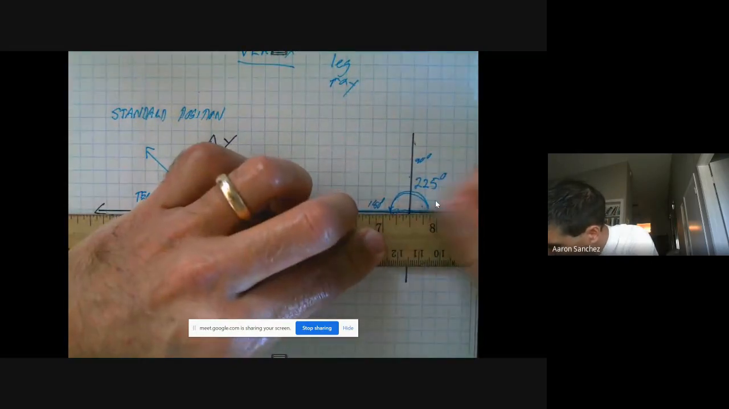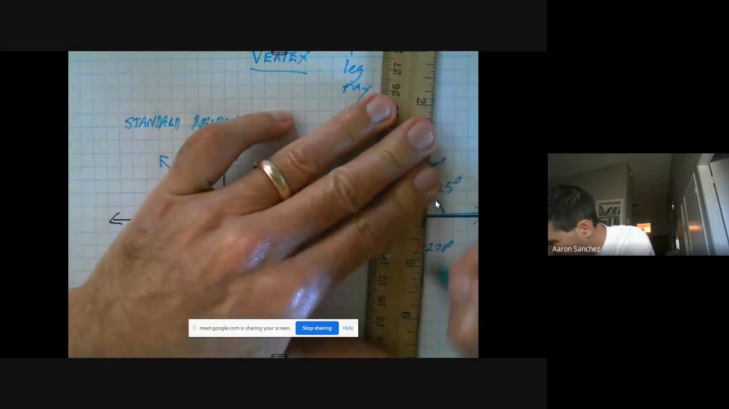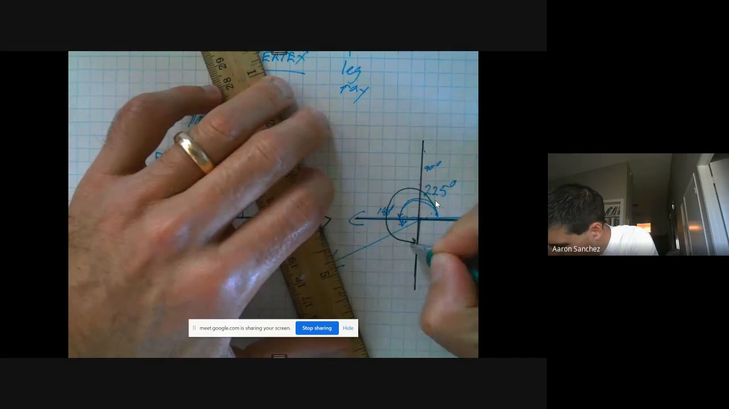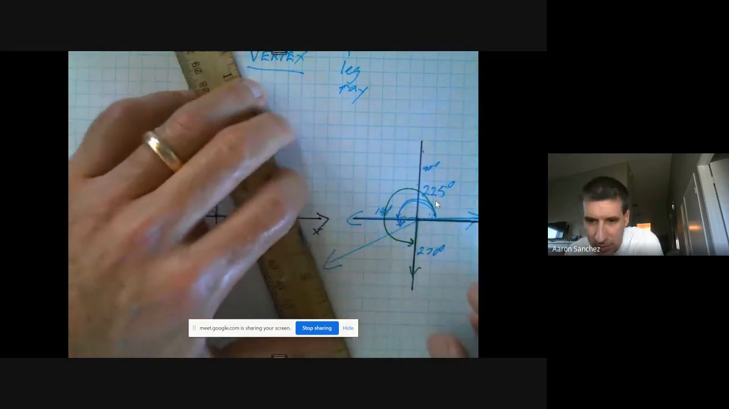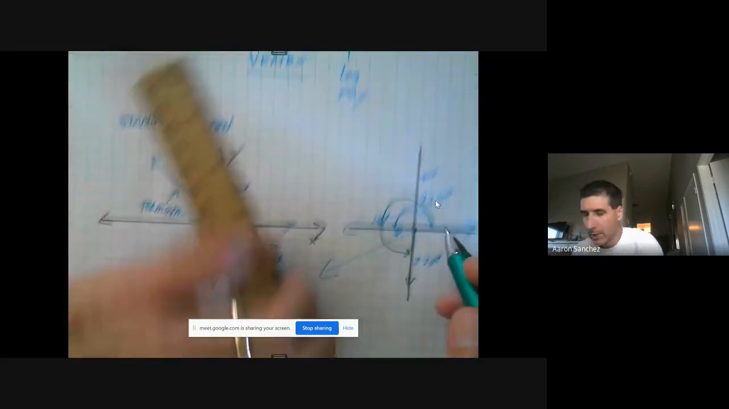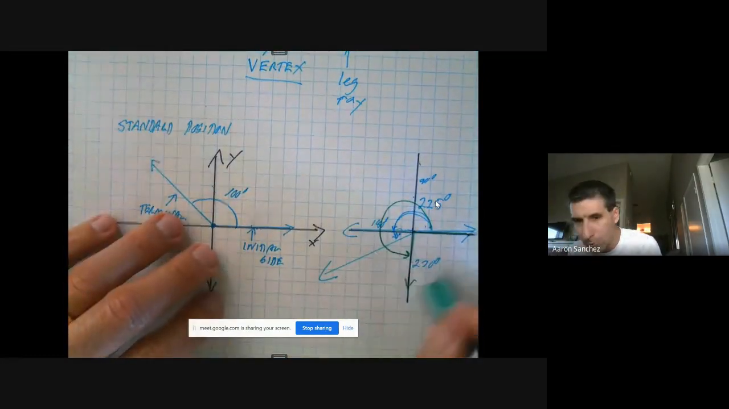You have an angle here, and then that angle would be here. It'd go all the way around. That would be a 270-degree angle. Even though it looks like a 90-degree angle, we're opening it all the way to 270. So that's where the terminal side is. And then you can always go all the way back around to 360.